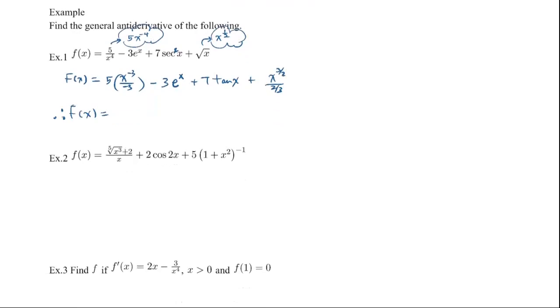It should be negative. Okay. So hold on a second. Did I do this right? Negative 3. Yep, it is. So that should be negative 5/3 x to the negative 3 minus 3 times e to the x plus 7 tangent of x plus 2/3 x to the 3/2. All right, guys. I hope that worked out for you guys. All right. Okay, let's move on to the next questions, shall we?